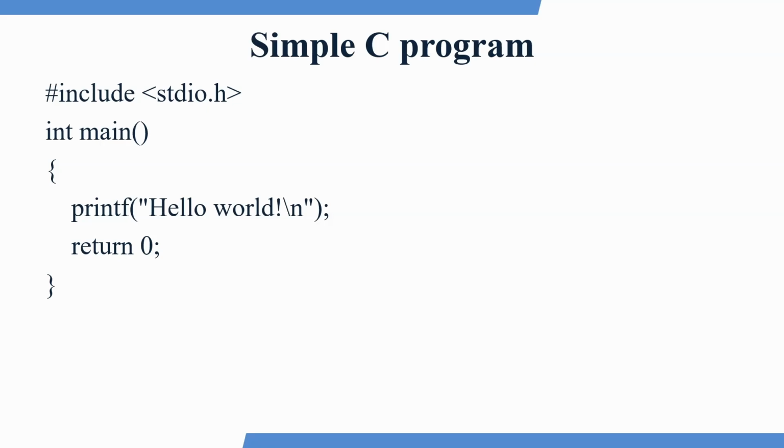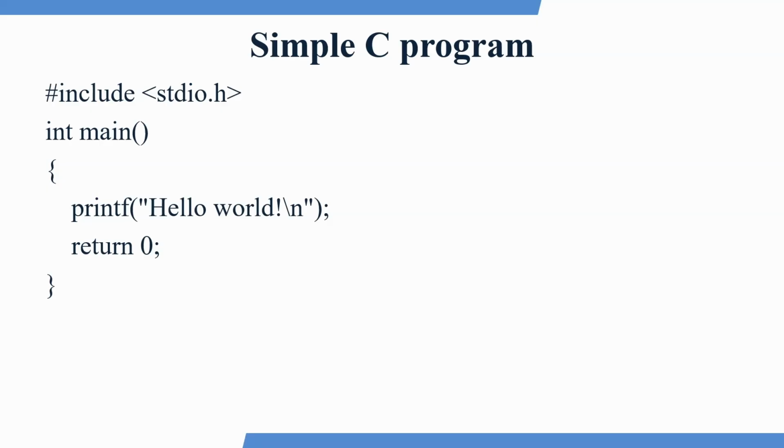Now let us see a simple C program. Every C program has a basic structure. We should follow the structure of the C program to write programs. So here we have a simple, basic structure which every program should have.